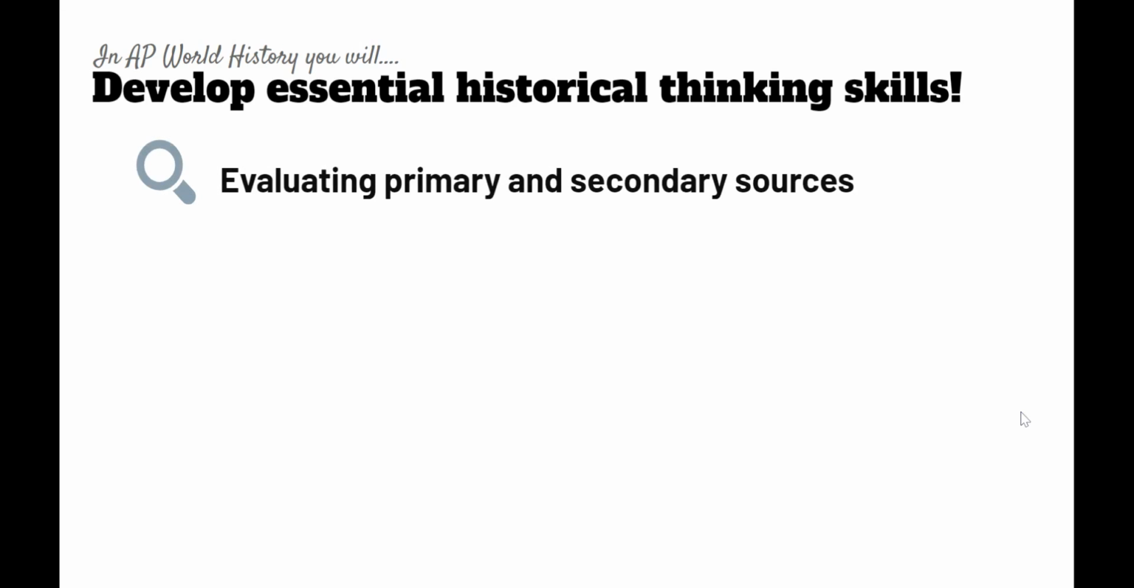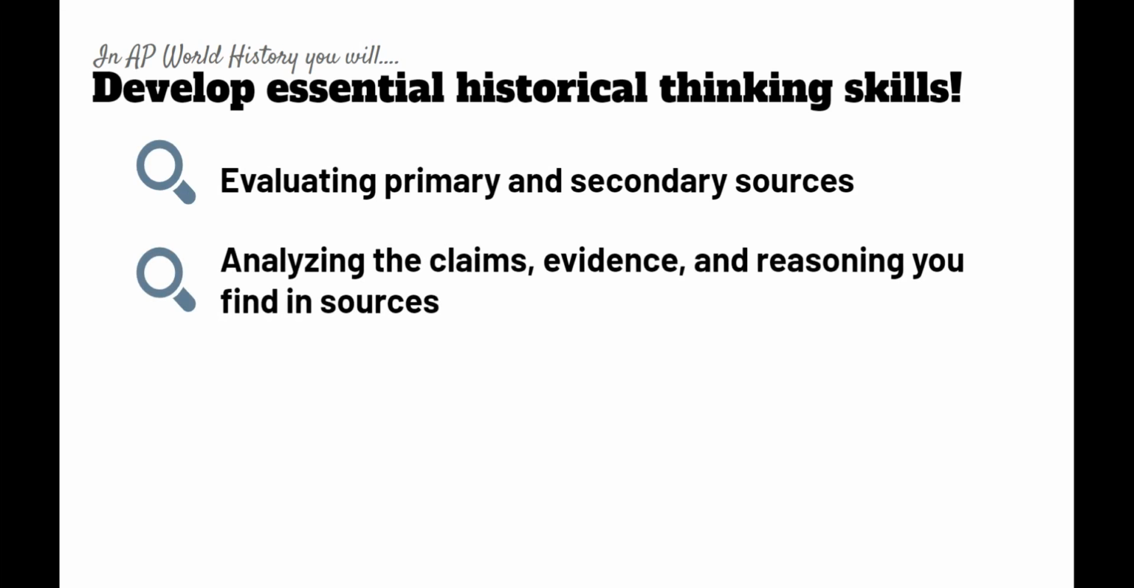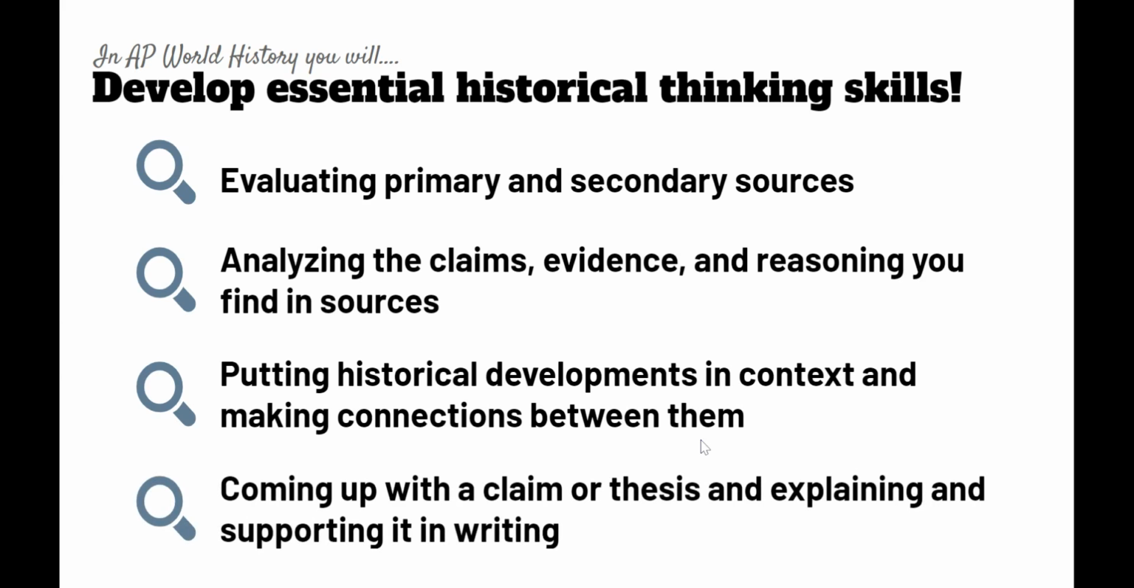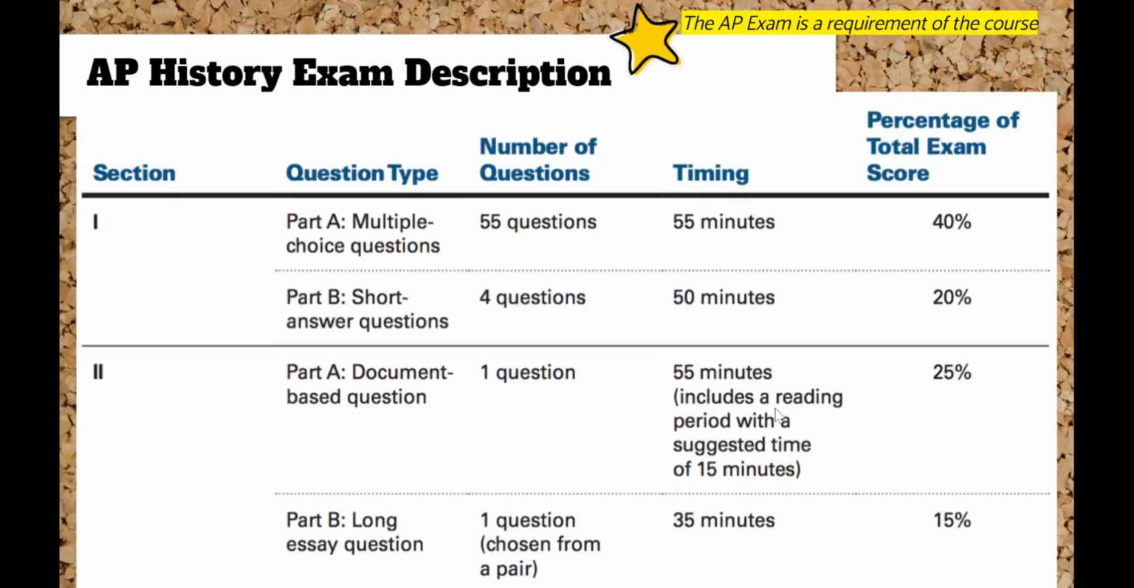Some of the essential historical thinking skills is the use of primary and secondary sources and their keen evaluation of those. Analyzing claims, evidence, and reasoning to be able to support an argument. Putting historical developments in the context of the world, knowing why something had happened either before or after something else. Another part is going to be coming up with a claim or a thesis, explaining that with support in writing. So students will get a lot of reading, note-taking, and writing practice through AP World History.